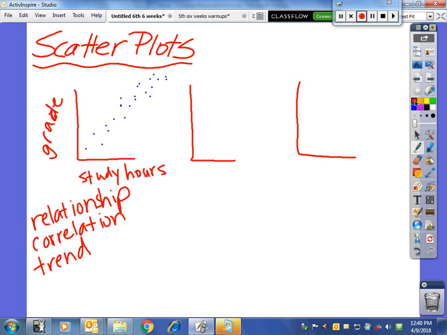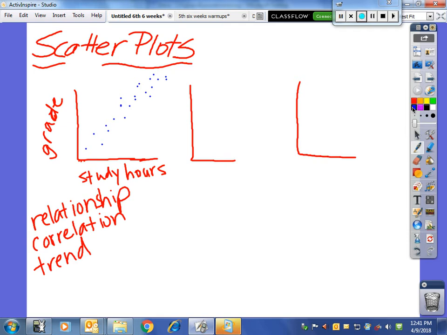Now, are there exceptions? Sure. There are some kids who are really smart, don't study at all, but they still have a real high grade up here with hardly any study hours. Also, those poor souls who study a lot and still make a low grade. That happens too. Those are called outliers. When you have one or two pieces of data that don't really follow the general trend, lots of times they just take the outliers off. Okay? So, in general, yes, this would have a positive correlation, a positive relationship.